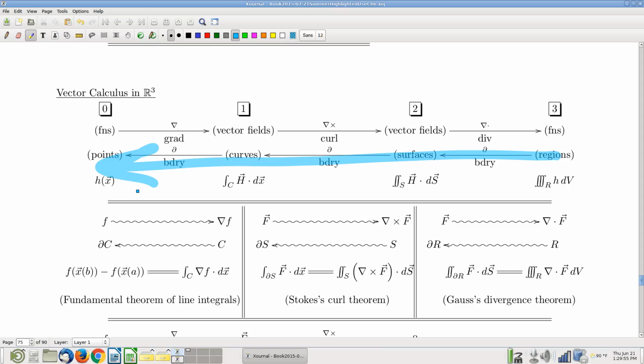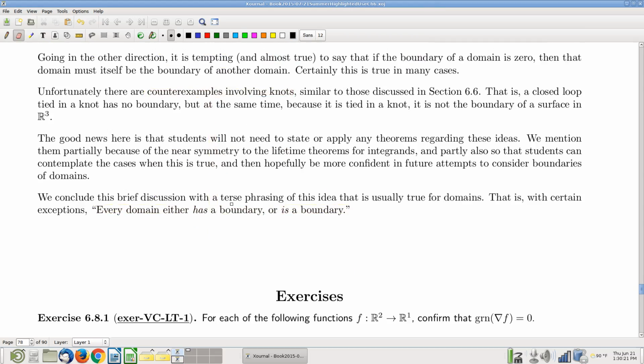And it works the other way around. So if you have a surface whose boundary curve is 0, if the surface doesn't have an edge, if it doesn't have a lip, how's that going to be? Well, it can not have a lip only by closing up, and by closing up, it then bounds a solid. Right? So my little abbreviation for this observation is every domain either has a boundary or is a boundary. And it's a nice compact, succinct statement.